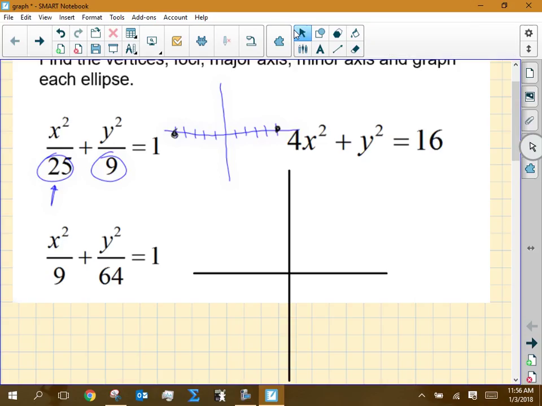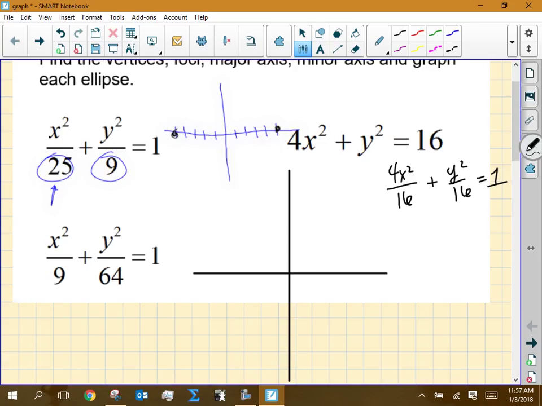This last one here on the right, a little bit different because of the original setup, but this is kind of like the one we did in class. The first thing you're going to do is divide everything by that number over here. So I'm going to get 4x squared over 16 plus y squared over 16 equals 1. Well, that reduces to x squared over 4 plus y squared over 16 is equal to 1.